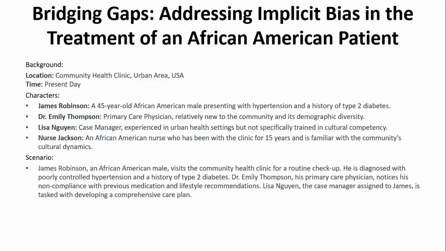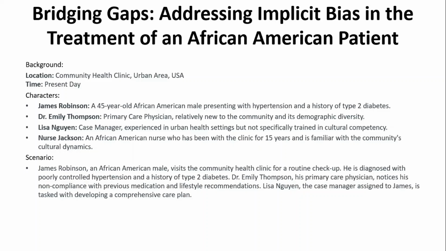We've got James Robinson, a 45-year-old African-American male presenting with hypertension and a history of type 2 diabetes. Dr. Emily Thompson is a primary care physician. She's relatively new to the community and its demographic diversity. Lisa Nguyen, case manager, experienced in urban health settings, but not specifically trained in cultural competency. And Nurse Jackson, an African-American nurse who's been in clinic for 15 years, familiar with the community's cultural dynamics.